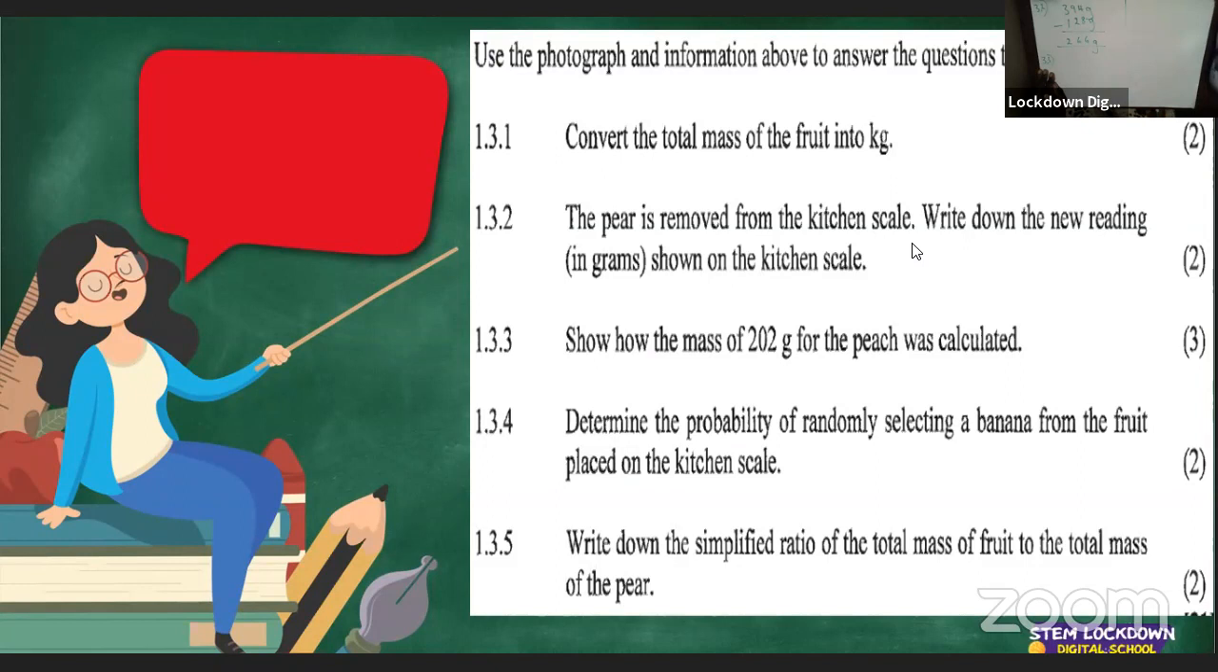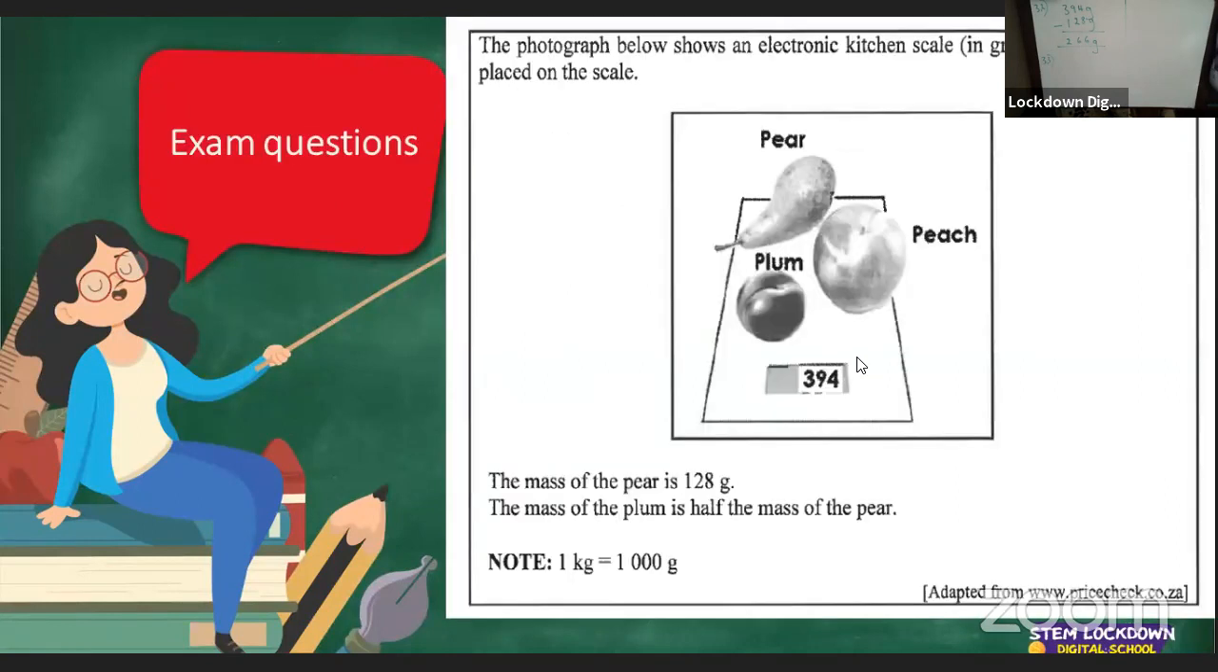Question 3.3 says, show how the mass of 202 grams for the peach was calculated. Okay, so we now have the mass. Here we have the mass of the plum. So this here, guys, is the mass of the plum. Here we have plum and peach. These two values we have there. We have the mass of the plum and the peach.